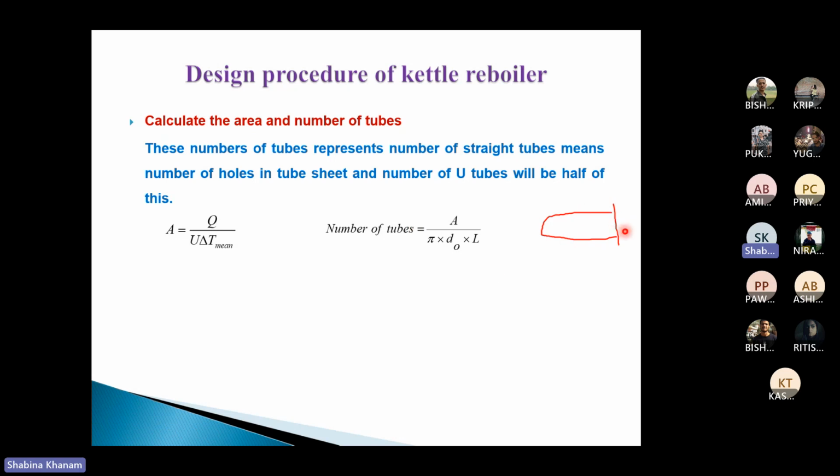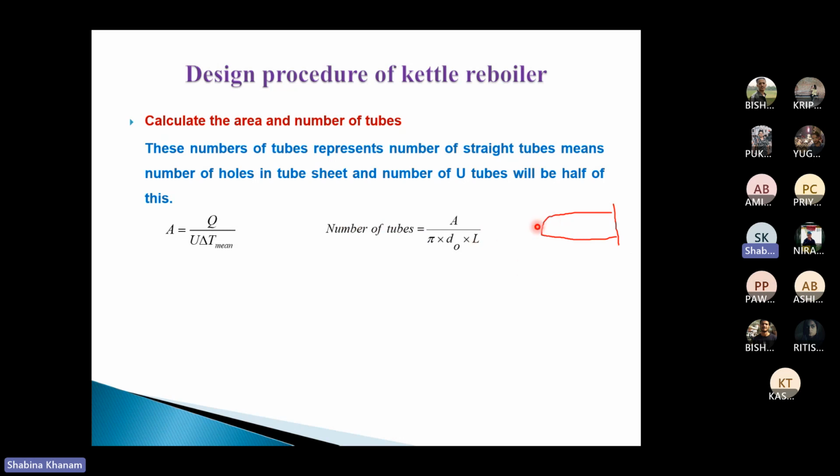So if you are considering total length minus twice the tube sheet thickness, it means whatever value you are getting over here, that is the number of tubes. However, if you consider the number of holes in the tube sheet, that will be twice of that. Number of holes would be twice of that.